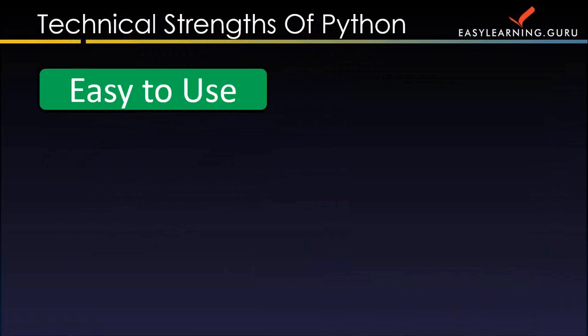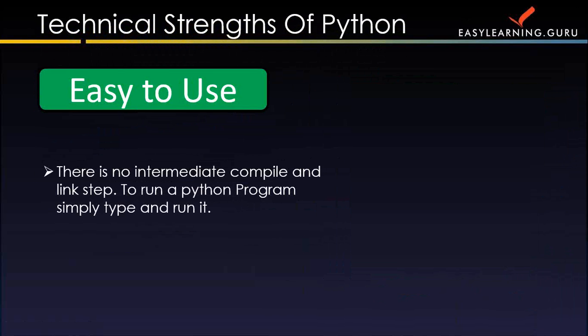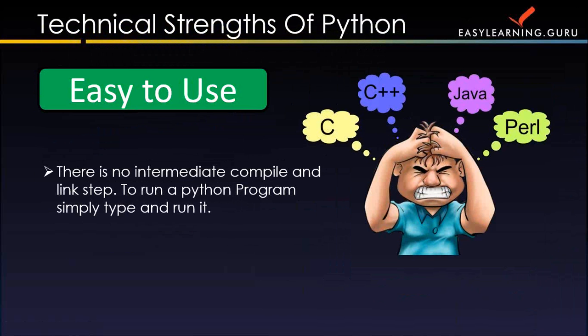Moving ahead, the next is easy to use. Now, compared to alternatives like C++, Java, and C#, Python programming is easy to use and astonishingly simple. There are no intermediate compile and link steps. To run a Python program, you simply need to type it down and run it. So as compared to other languages like C, C++, Java and Perl, Python is very easy when it comes to its use.